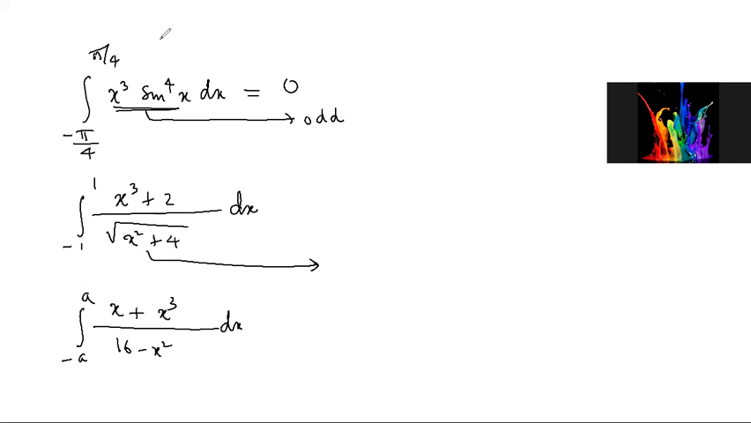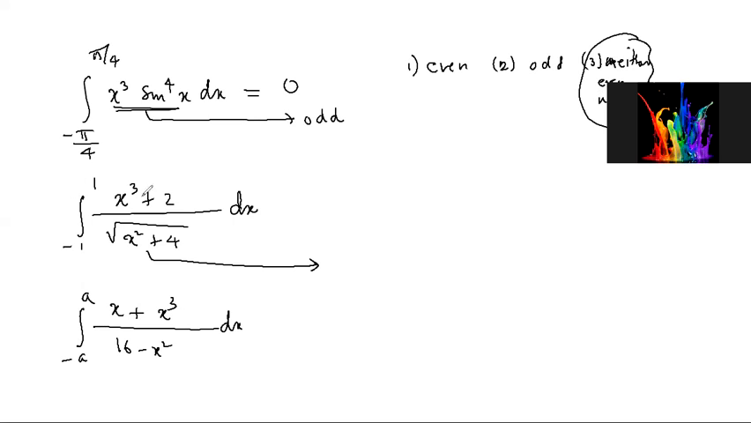A function can be even, or odd, or neither even nor odd. Three possibilities are there. Whenever this possibility arises, you will have to split the function in such a way that a part of it becomes even and a part of it becomes odd.